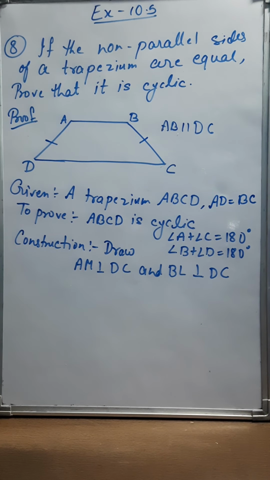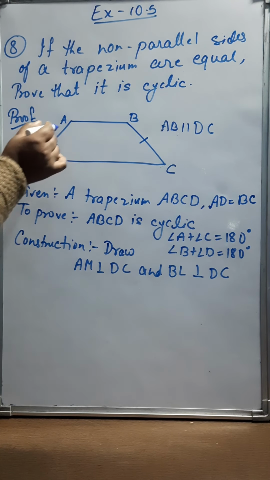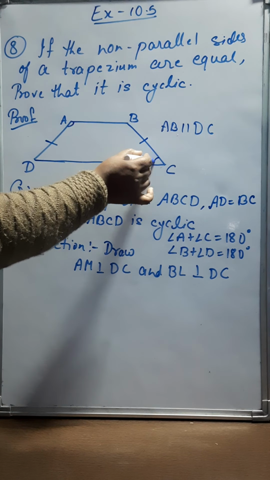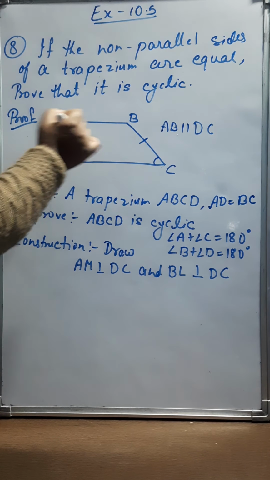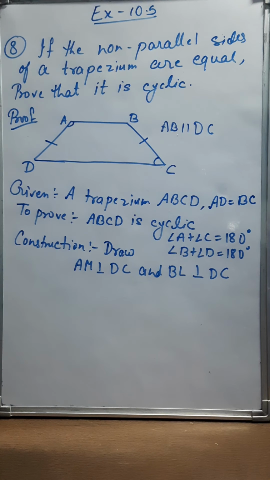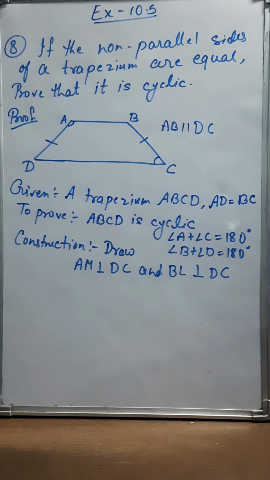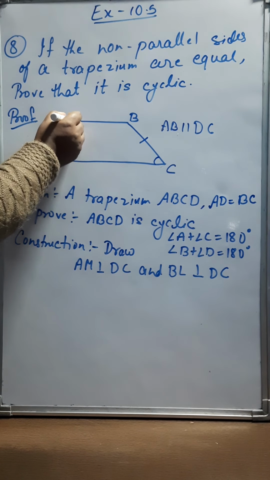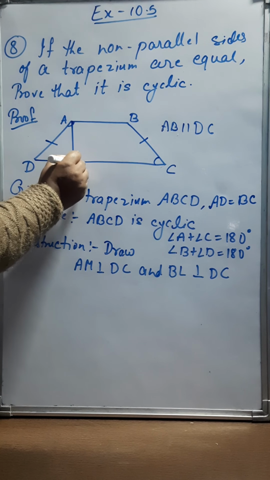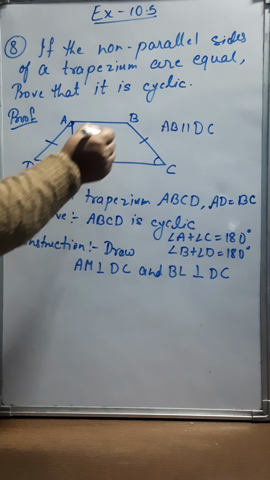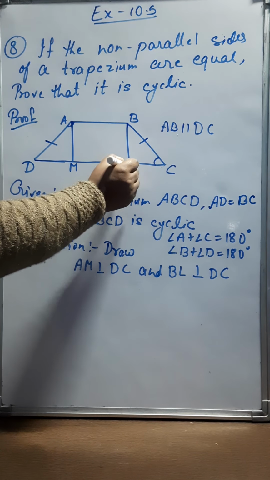For proving ABCD is a cyclic quadrilateral, we have to prove angle A plus angle C is 180 degrees and angle B plus angle D is equal to 180 degrees, because we know that in a cyclic quadrilateral the sum of opposite angles is 180 degrees. So for that a construction is required. From A we will drop a perpendicular AM on DC, and from B we will drop a perpendicular BL on DC.